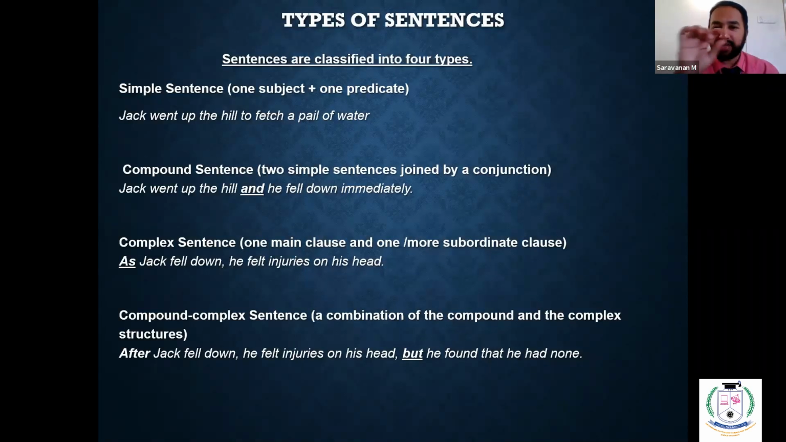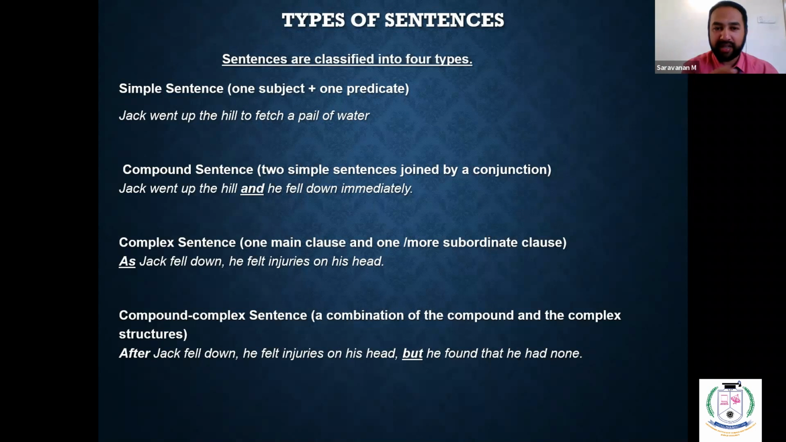That is a simple sentence. Here, Jack went up the hill to fetch a pail of water. Can you break the sentence anywhere over here? No, you cannot break it. This is a single sentence with one subject and one predicate. So that is why it is called simple sentence. You cannot say Jack went up the hill, then say to fetch up a pail of water. No, that is not possible.